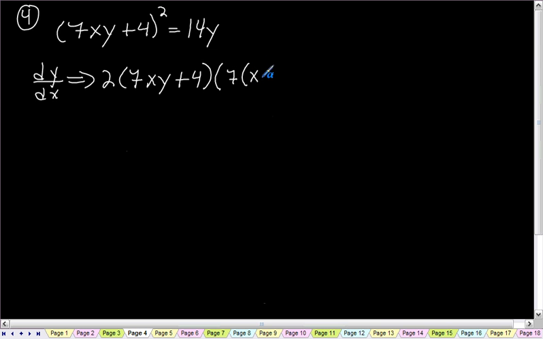First times the derivative of the second, plus the second, which is y, times the derivative of x, which is just 1. And then the derivative of 4 is 0. That's equal to the derivative of this. That's a 1, so that's.